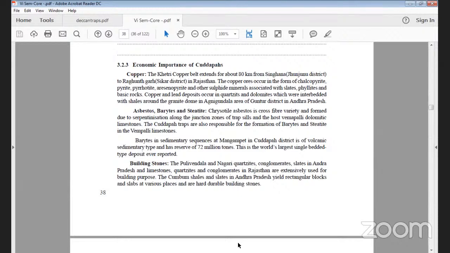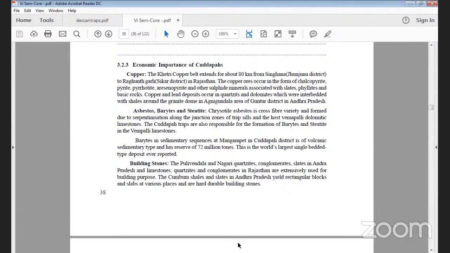It belongs to the volcanic sedimentary type, and the ore reserves are about 72 million tons. This is the largest single bedded type of deposit recognized in the Cuddapah basin.